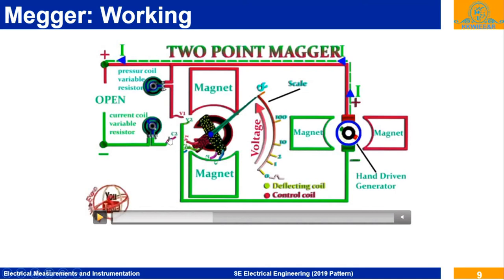So, the current coil C1 C2 will not have any current through it. Whereas, current will try to flow through the point between V1 and V2. From this point, current will flow through this voltage coil and give a deflection, and due to that, the pointer will show the infinity reading. Infinity value means a high amount of resistance is there.